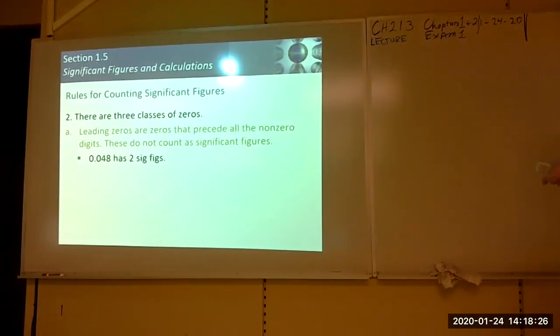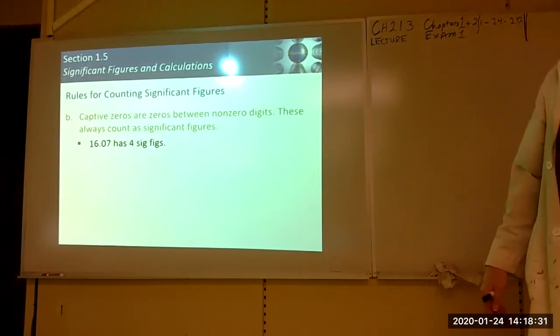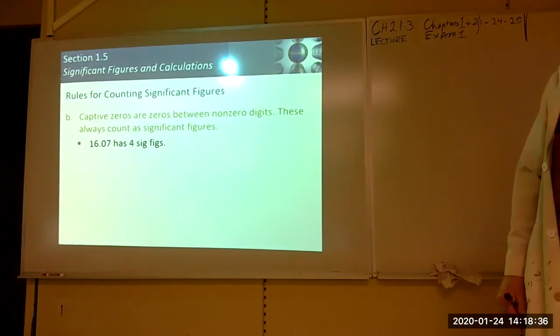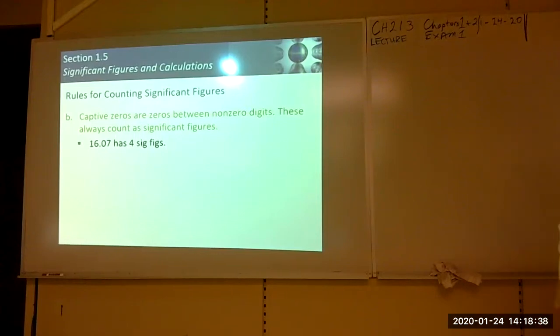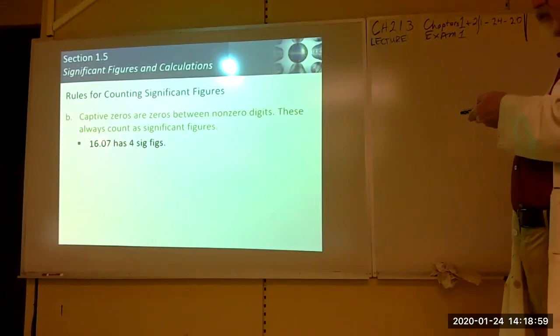Now, what about zeros in between, in the middle? If you've got a zero between 2 non-zeros, that one is always significant. It's a placeholder. If you don't have that zero there, then the rest of the number doesn't mean what it should, right? It should have this 7 out here in the hundredths place. If you don't have that zero, it shifts over to the tenths place, right? Then your number is completely wrong, right? So these are always significant if they're between 2 non-zeros.